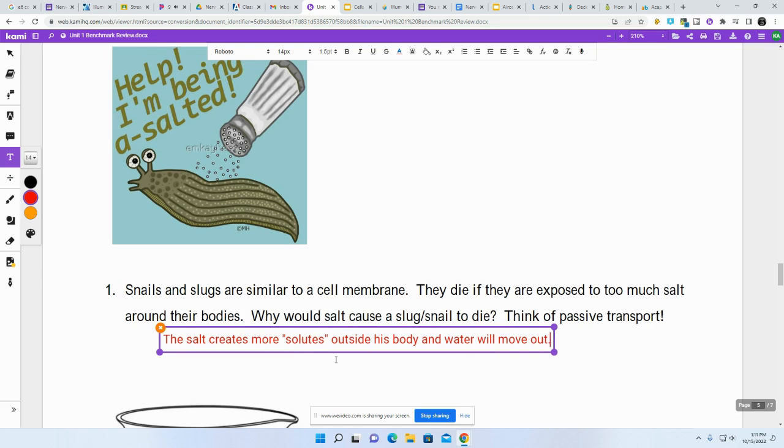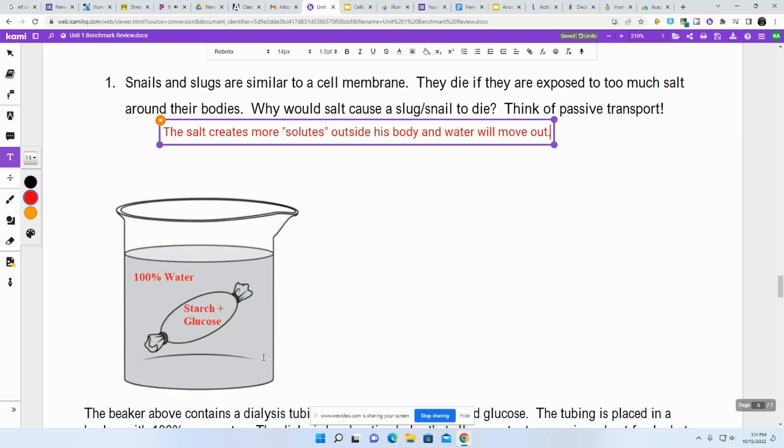So it basically sucks all the water out of him. That's how he dies. But don't do that. It's not really nice to do that.